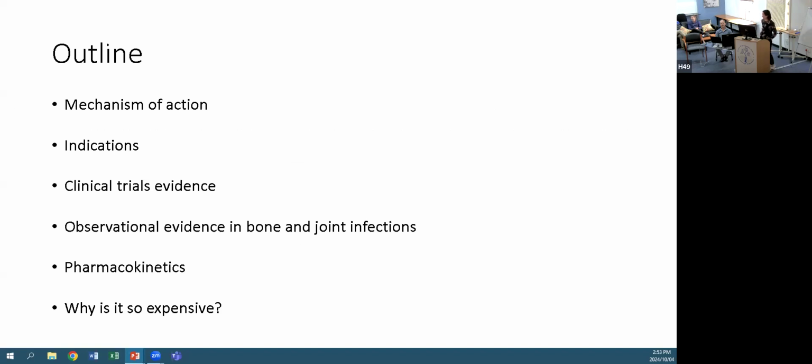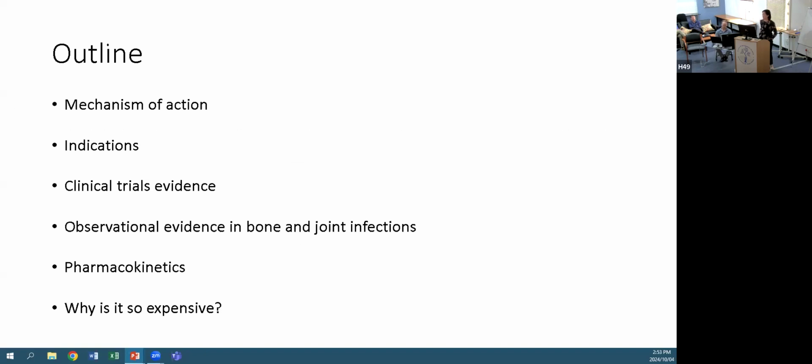What I'm going to cover includes mechanism of action. Cefiderocol is a fascinating antibiotic with a unique mechanism of action. What are its clinical indications? I'll show you clinical trial evidence reporting on the clinical efficacy of Cefiderocol that form the evidence base for the FDA approval.